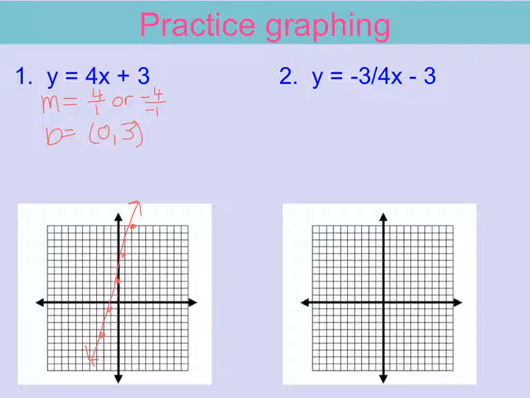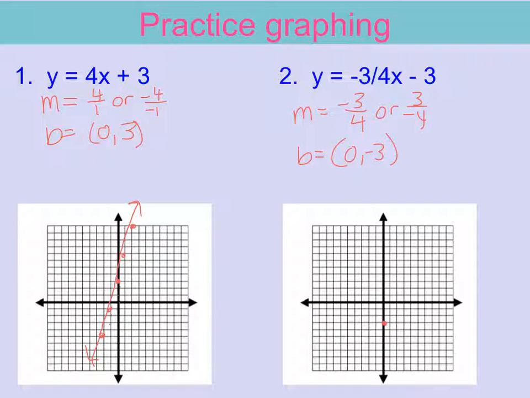Second example, so again, it's already in slope-intercept form. So it's a -3/4, which can either be -3/4 or 3/-4. Every slope will have 2 different directions you can go. So just kind of keep that in mind. And then your y-intercept here is at -3. So we're going to put our first point at (0, -3).